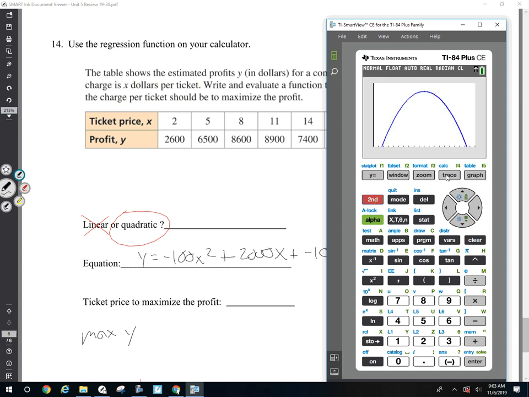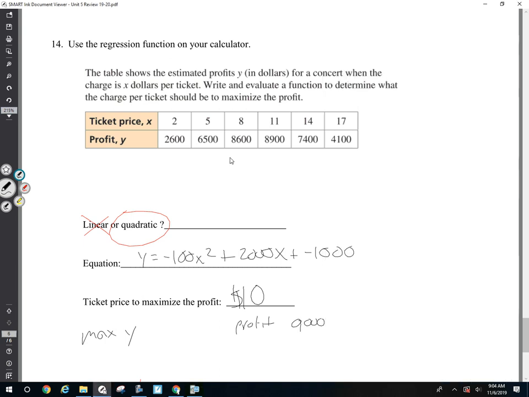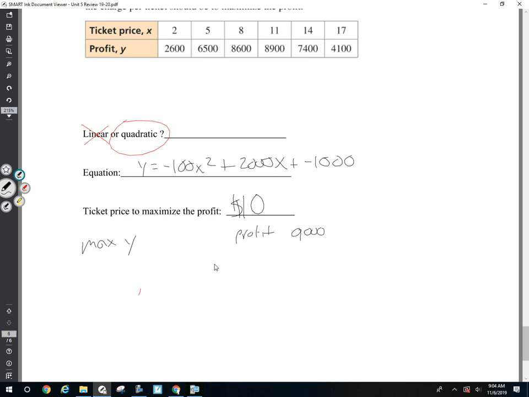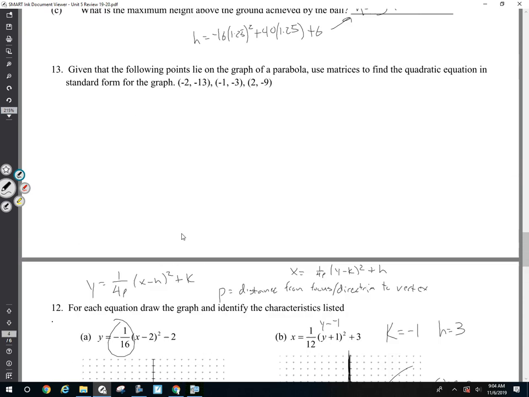Let's instead find the maximum. We can do second calc, max. Go to the left of the max, go to the right of the max. And we can see the vertex is at 10, 9,000. So if the ticket price was 10, my profit is going to be 9,000. This will always work, in case your answers aren't whole numbers. Now let's go back here.